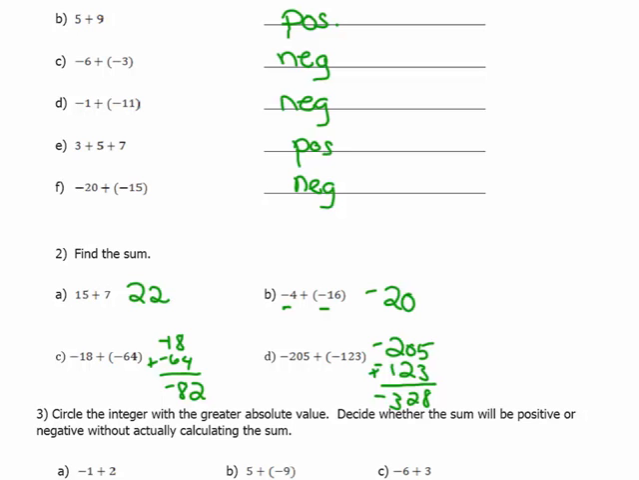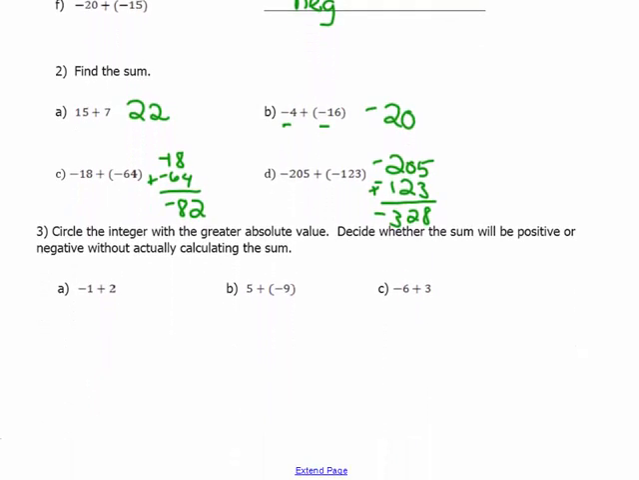Okay, for number 3, circle the integer with the greater absolute value and decide whether the sum will be positive or negative without actually calculating the sum. This is now where we're going to look at some that are different. If I look here, I have negative 1 and 2. The absolute value of negative 1 is 1. The absolute value of 2 is 2. 2 is bigger. 2 is positive, which means my answer would have to be positive.